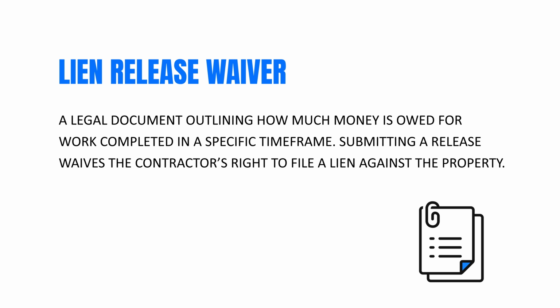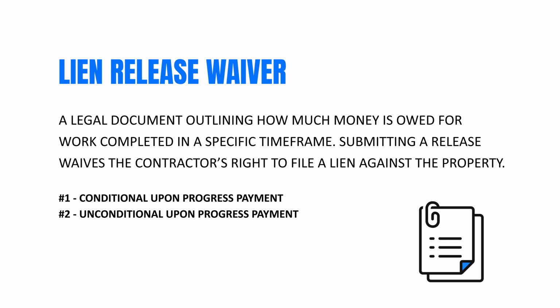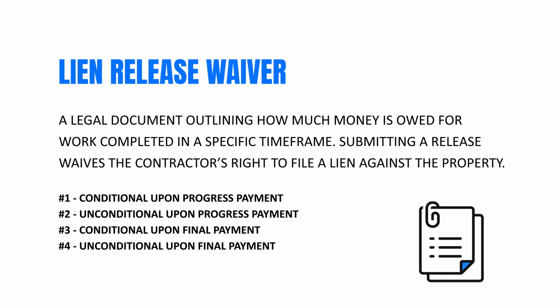And there are 4 types of lien releases. Release number 1, conditional release of lien upon progress payment. Release number 2 is an unconditional release of lien upon progress payment. Release number 3 is a conditional lien release upon final payment. And release number 4 is an unconditional release upon final payment.